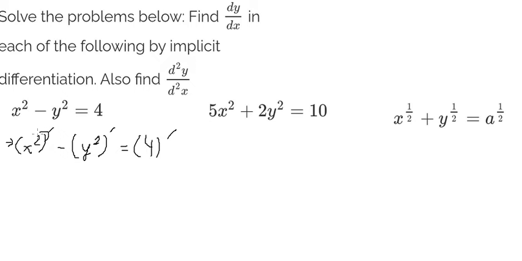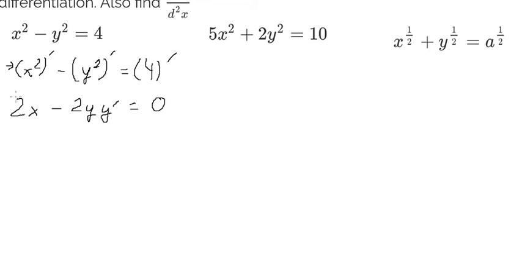So the first derivative of x squared, you get 2x. The first derivative of y squared, you get 2y times the first derivative of y. And we know that the first derivative of y is dy over dx. The first derivative of the number 4, you get 0. So we simplify the number 2 for both sides.